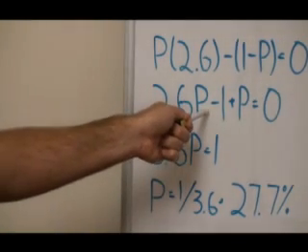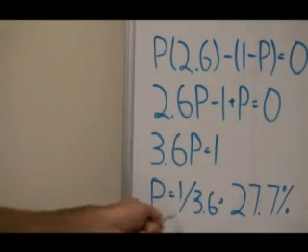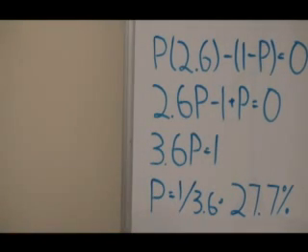2.6 times the odds of you winning minus your loss plus P is 0. Doing the algebra, it shows that you need to win 27.7% of your parlays just to break even. If you need to hit 27.7, your average parlay player is going to win 25% of his parlays. Trying to hit 27.7, most of the time you're going to lose money.